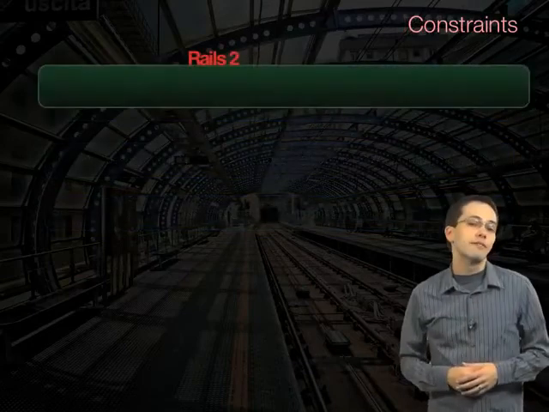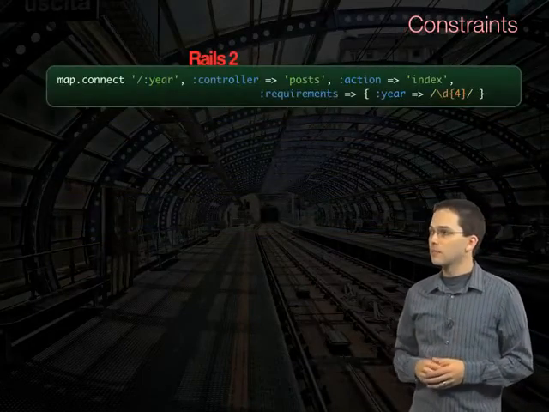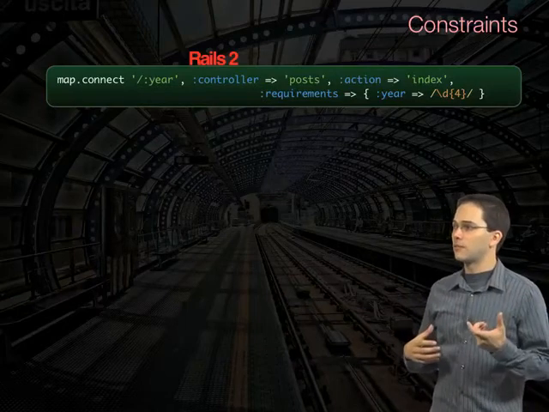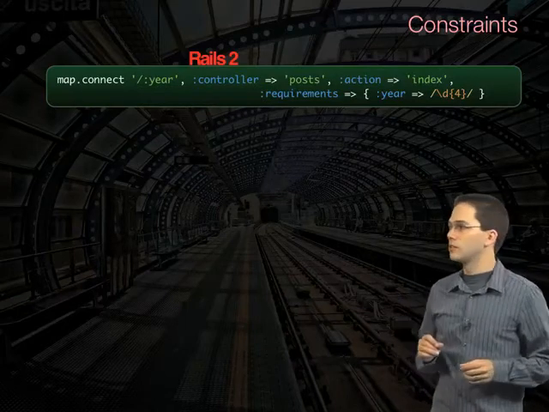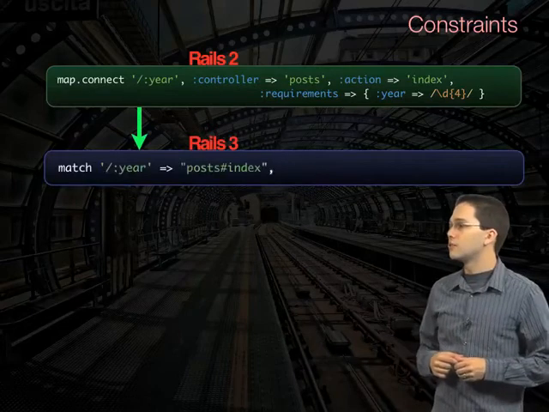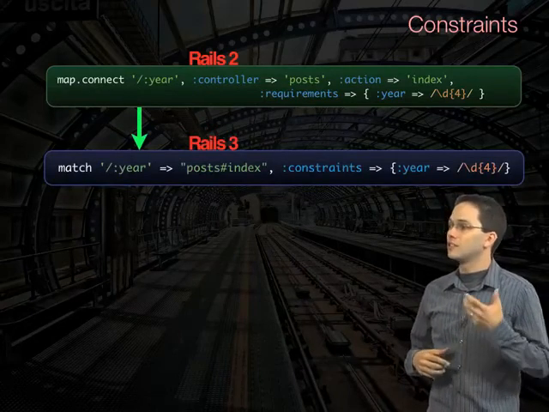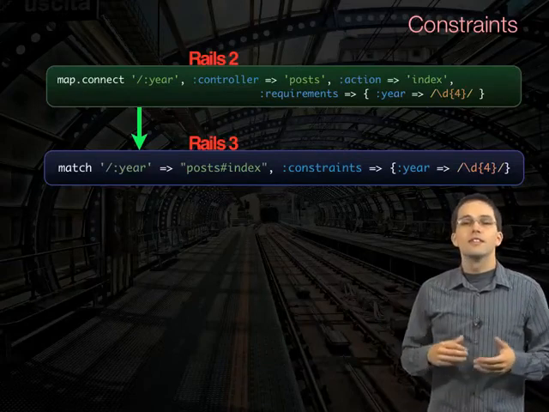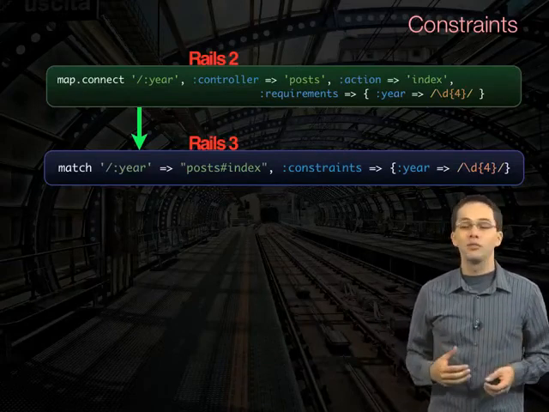In Rails 3, we also have a new syntax for dealing with constraints. Whereas with Rails 2, if we wanted to specify that the year parameter needed to be 4 digits, we would use the requirements keyword. Whereas in Rails 3, we use the constraints option and specify sort of the same sort of regex. The constraints option is even more powerful in Rails 3.